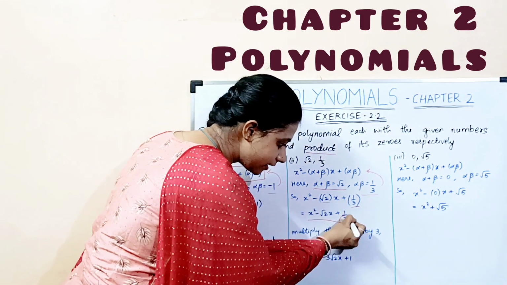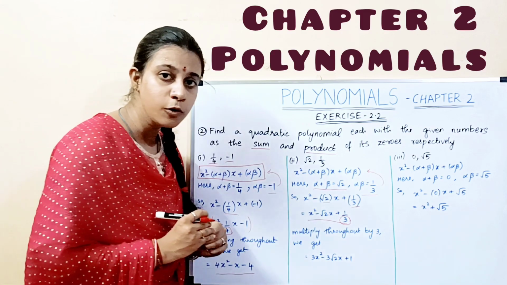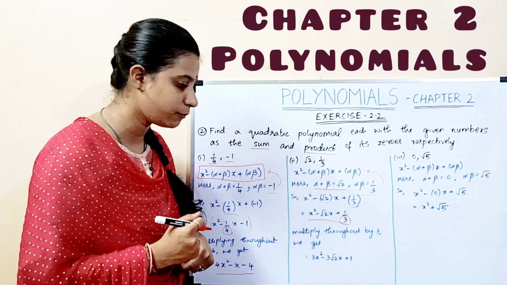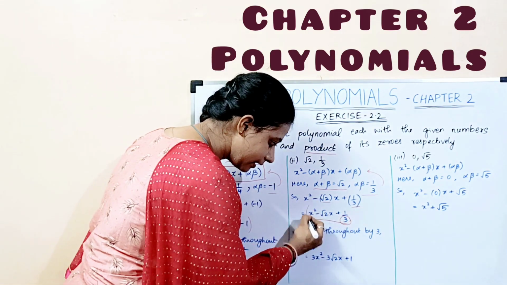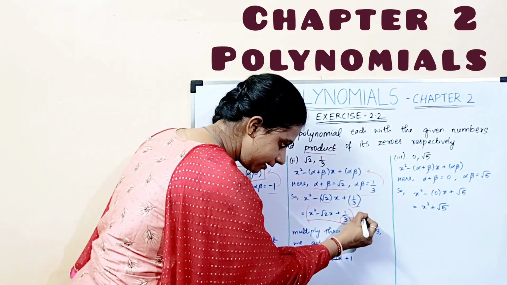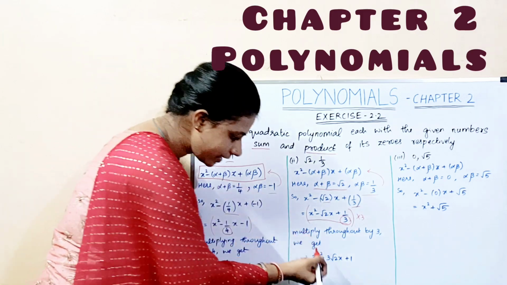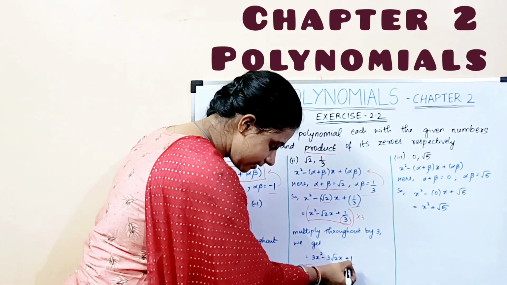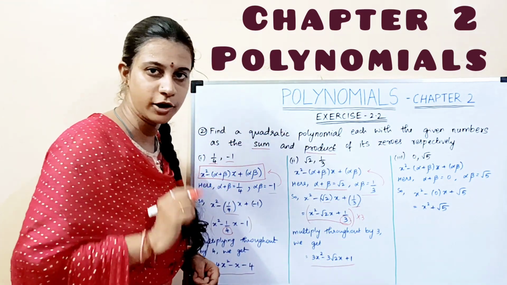Here, a denominator 3 is present. So to bring it to the proper form, that is ax square plus bx plus c, we will multiply this expression throughout by 3. So what we will get? 3x square minus 3 root 2x plus 1, and this is the required quadratic polynomial.